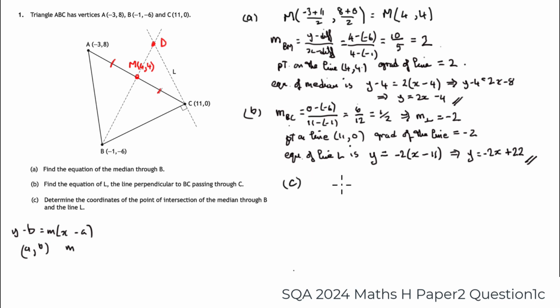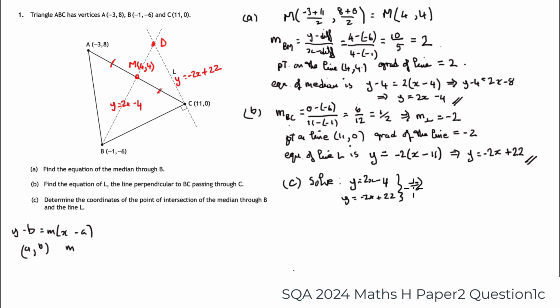So we have to solve two simultaneous equations. We know the equation of this median line. It was y equals 2x minus 4. We've now found out the equation of this line L, which is y equals -2x plus 22. So to find this point of intersection, we solve these two equations simultaneously. So we solve y equals 2x minus 4 and y equals -2x plus 22.